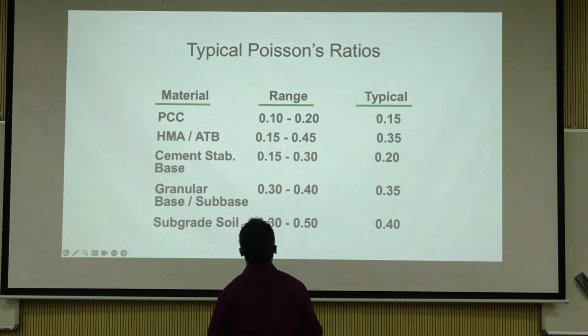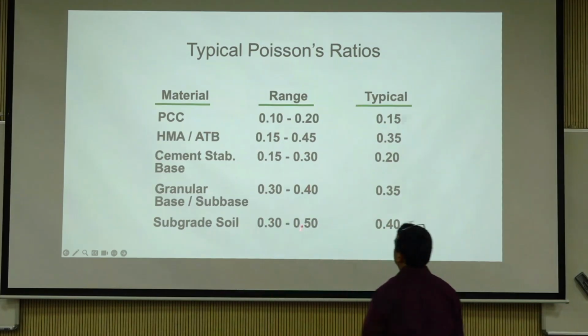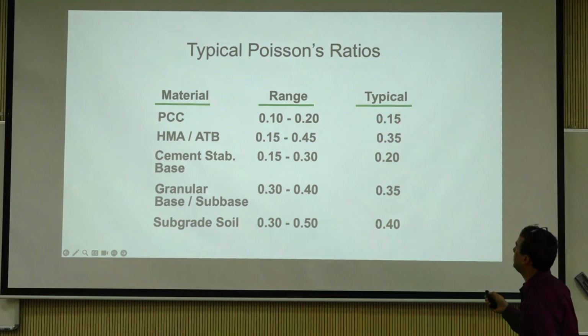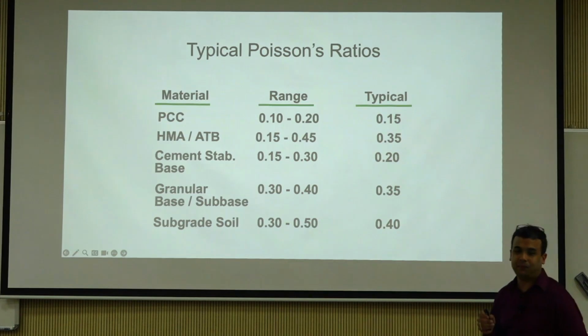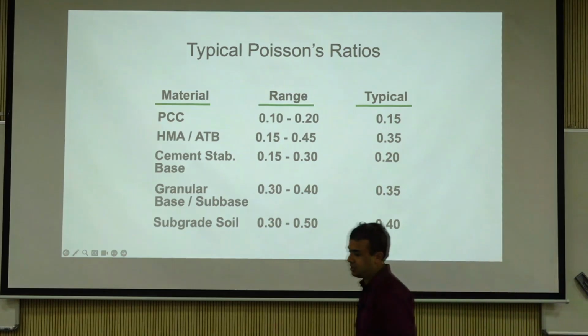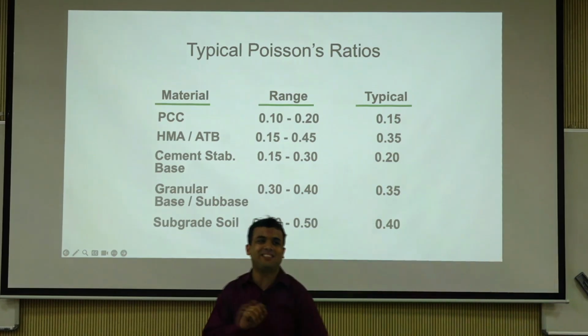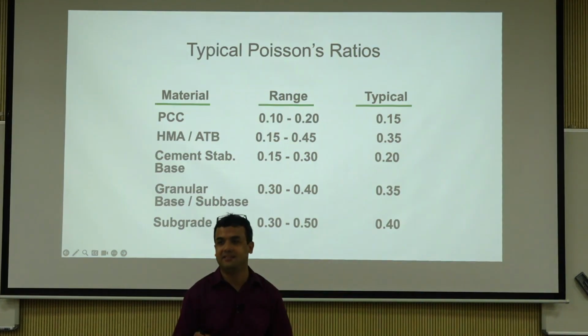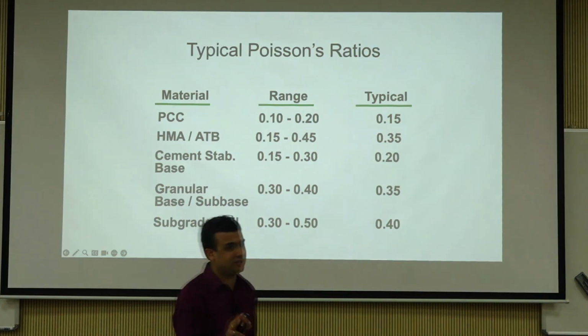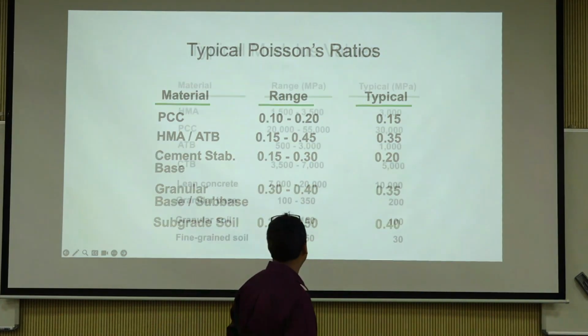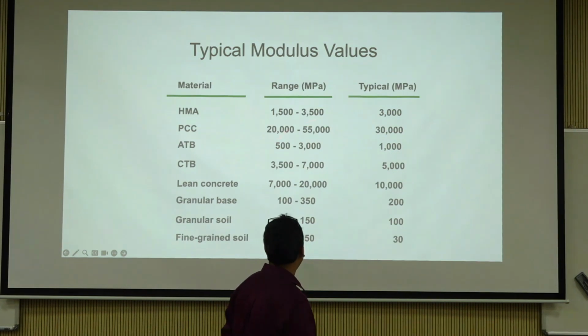Again, Poisson's ratios, we have already talked about it. These are the typical values. When you do forward calculation, you will see Poisson's ratio changing does change the numbers a little, but it's not very sensitive. So Poisson's ratio is something you can pretty much assume and go by. Typical modulus values.